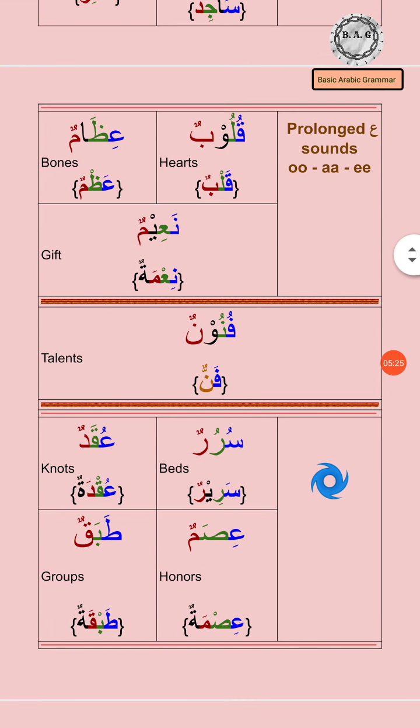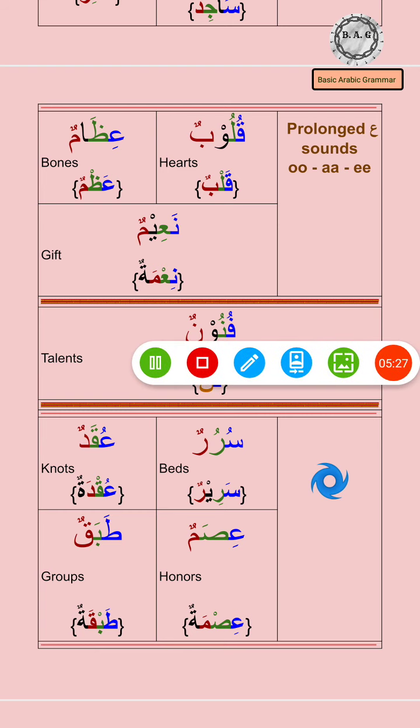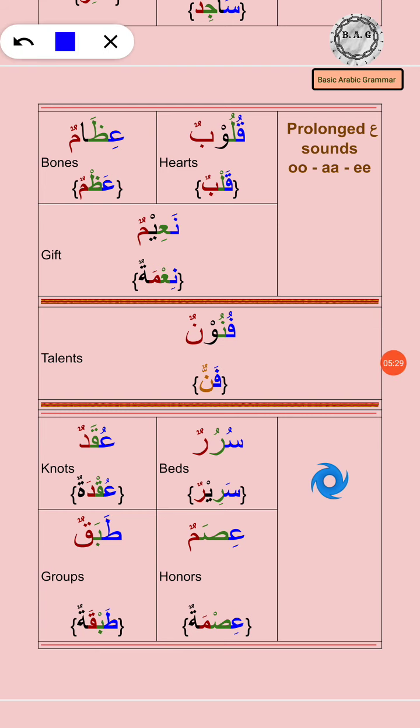Next examples, the patterns where there is a prolonged vowel sound. So we have fu'ulun, fi'alun, and fa'ilun. What do we have here? We have qulubun, hearts. The root word is qalbun. Notice it is qalbun and not kalbun. I elaborated their difference, so it's qalbun and not kalbun.